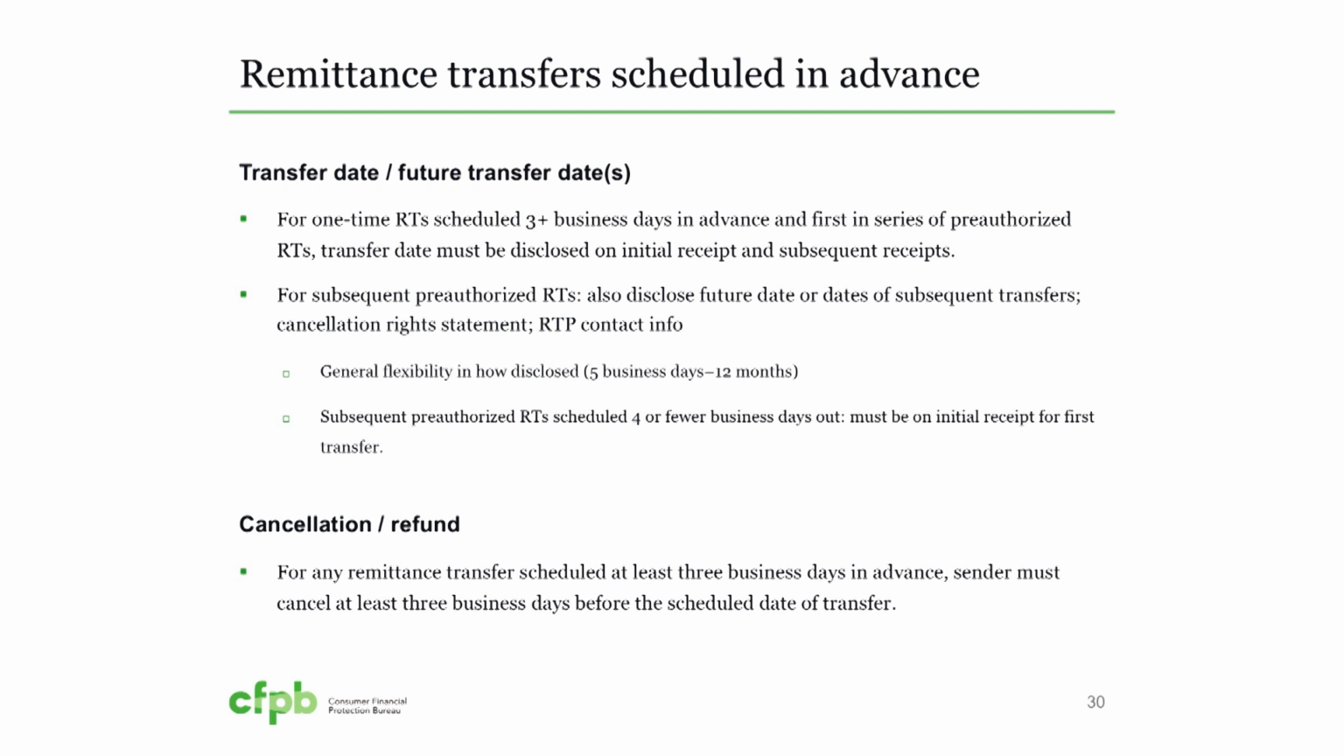Cancellation and refund policy for remittance transfers scheduled in advance. For any remittance transfer scheduled at least 3 business days in advance, the sender may cancel at least 3 business days before the scheduled date of the transfer. If the transfer is scheduled 1 or 2 business days in advance, then the standard 30-minute cancellation period applies.